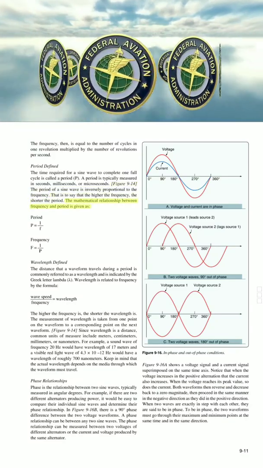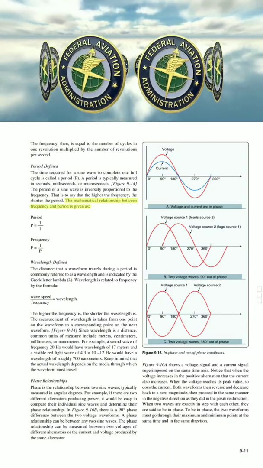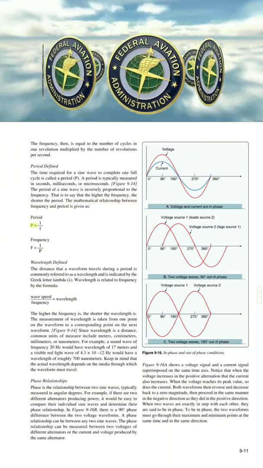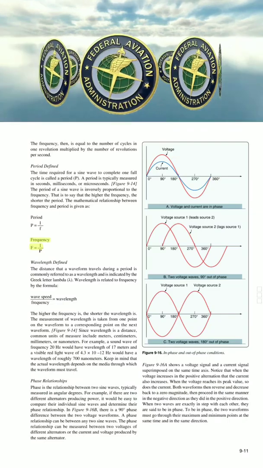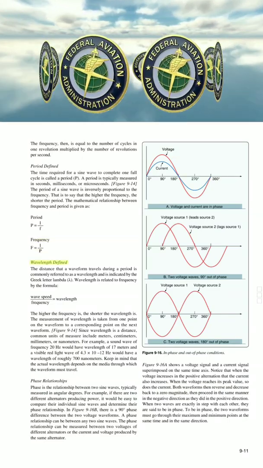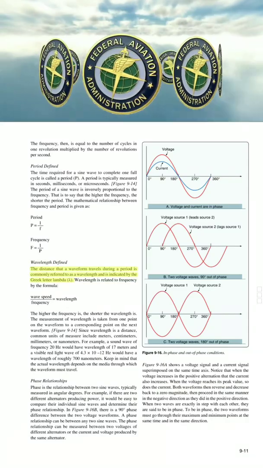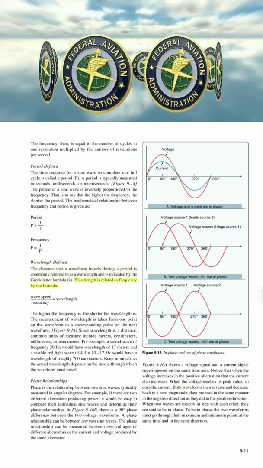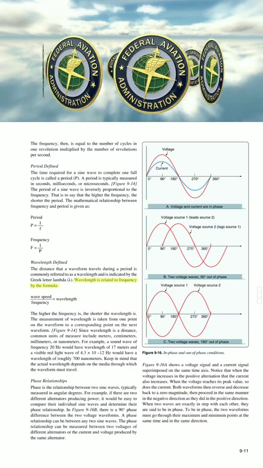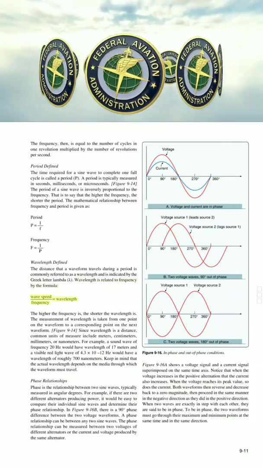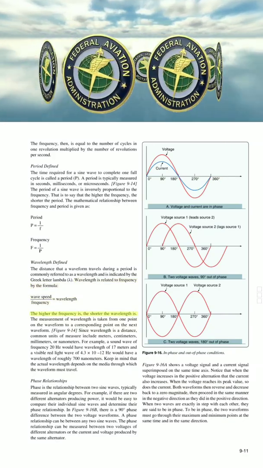The mathematical relationship between frequency and period is given as period T equals 1 over f. Frequency f equals 1 over T. Wavelength defined. The distance that a waveform travels during a period is commonly referred to as a wavelength, and is indicated by the Greek letter lambda. Wavelength is related to frequency by the formula wave speed equals wavelength times frequency. The higher the frequency is, the shorter the wavelength is.